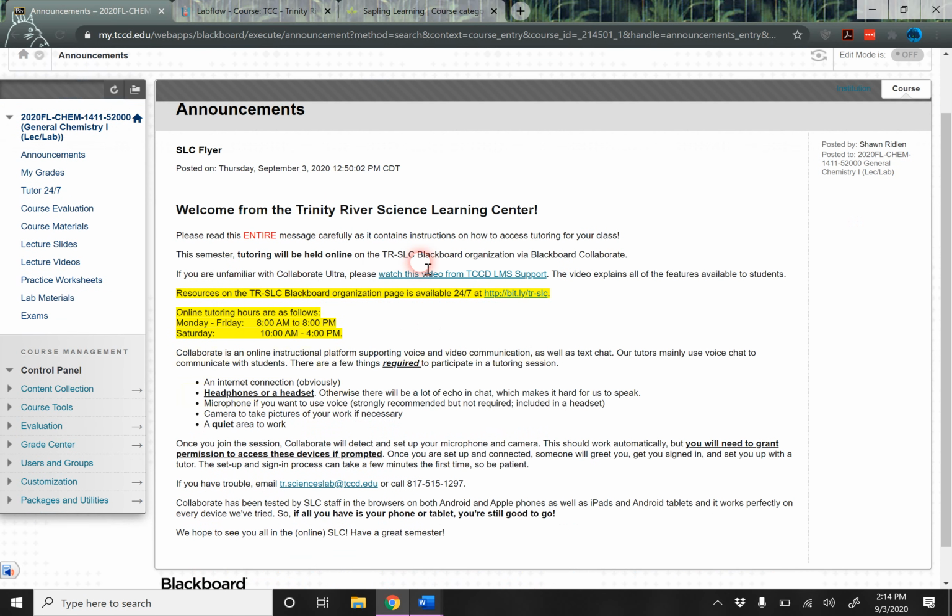So the first thing I have posted here is the SLC flyer. This tells you how to log into the SLC. It gives you their hours, so Monday to Friday 8 to 8, and then Saturday 10 to 4. So they're there for you pretty much all day, every day, to help you with anything. If you're having trouble with a math problem that's chemistry related, or you're having trouble with chemistry, anything like that, they're there to help you, and they're really good at what they do. So please go see them.